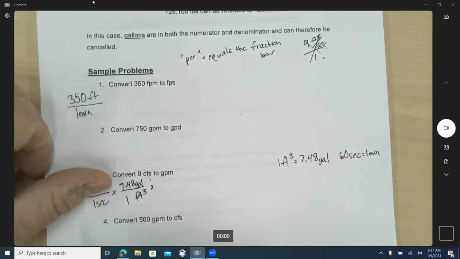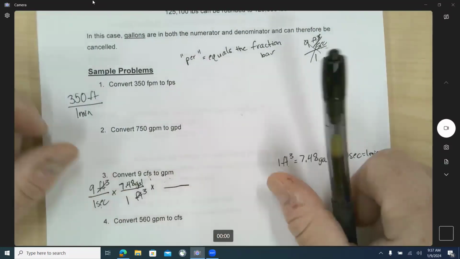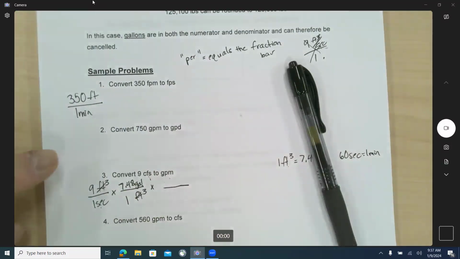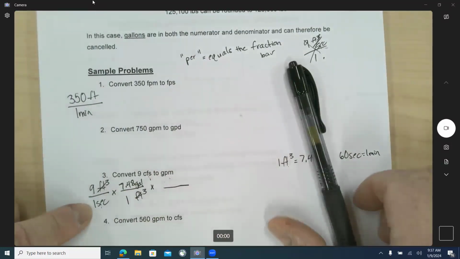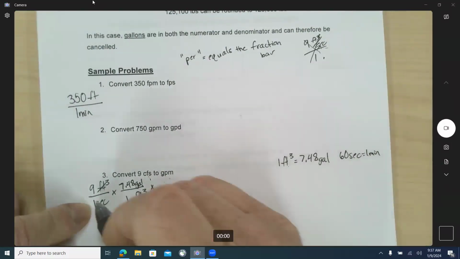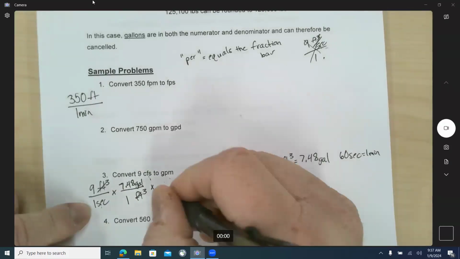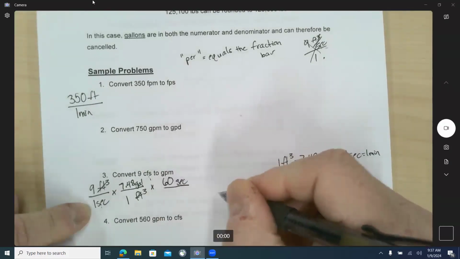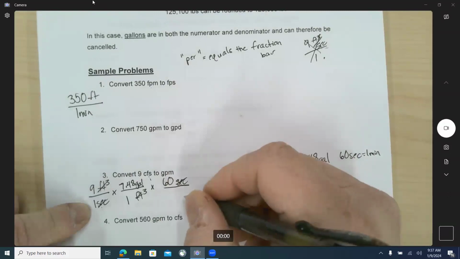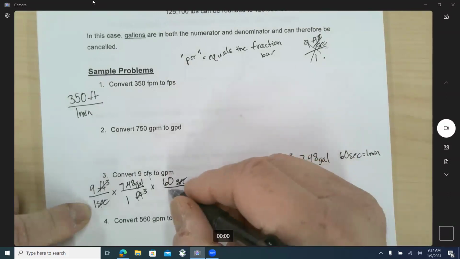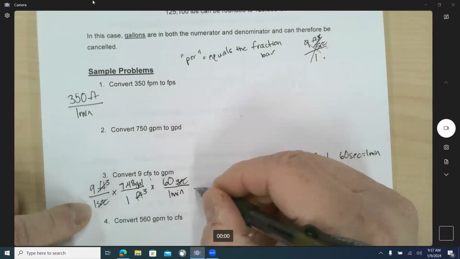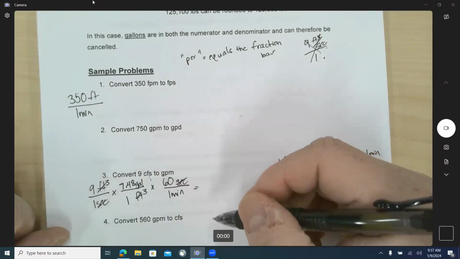Now the next one I'm going to do here, I have seconds on the bottom and then I need to get seconds where to cancel. If my seconds are on the bottom, where do they got to be to cancel? It has to be on the top. So how many seconds is this? This would be 60 seconds here. The seconds cancel. 60 seconds equals what? 1 minute.